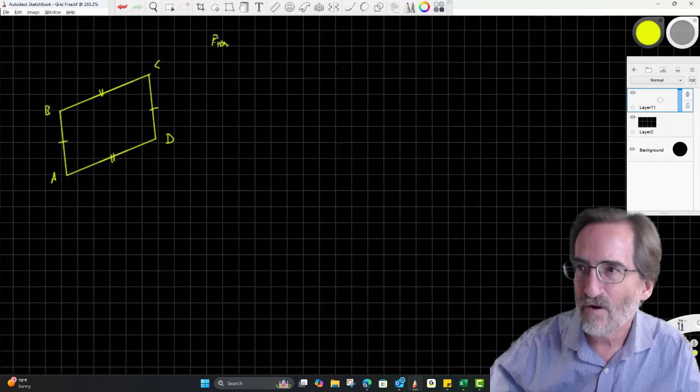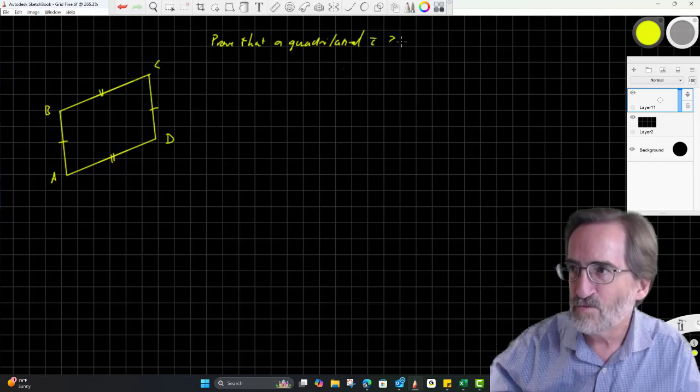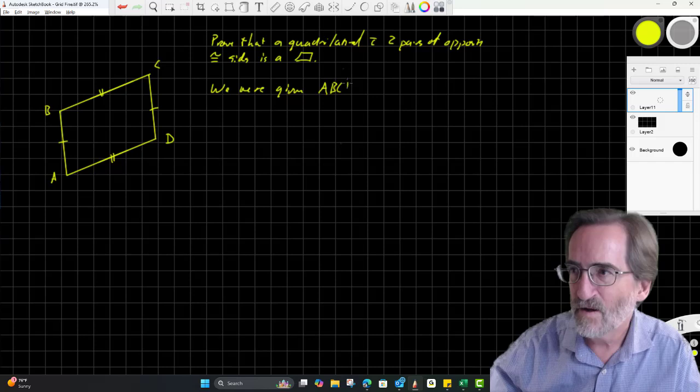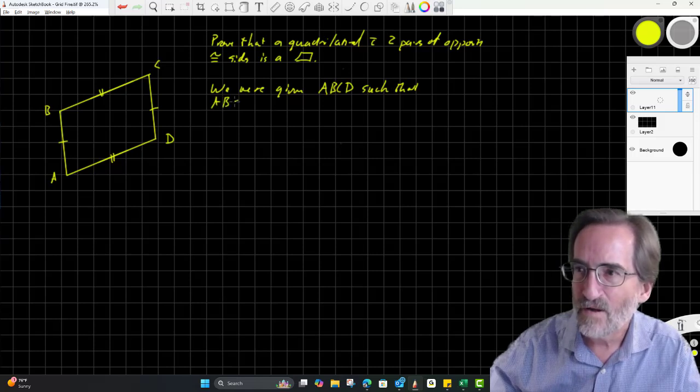So prove that a quadrilateral with 2 pairs of opposite congruent sides is a parallelogram. So we were given ABCD such that AB is congruent to CD and BC is congruent to DA.